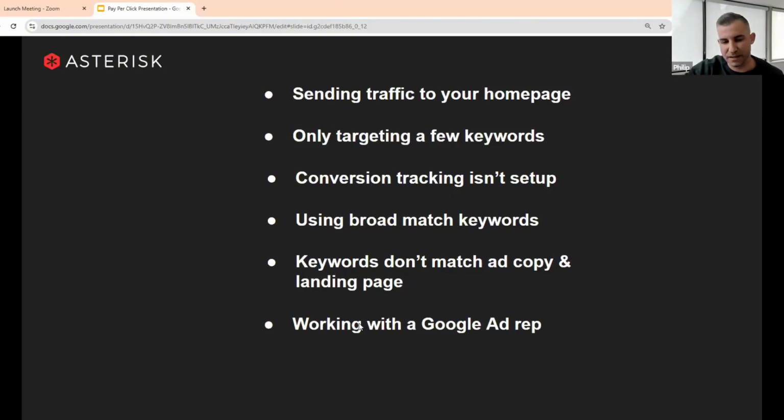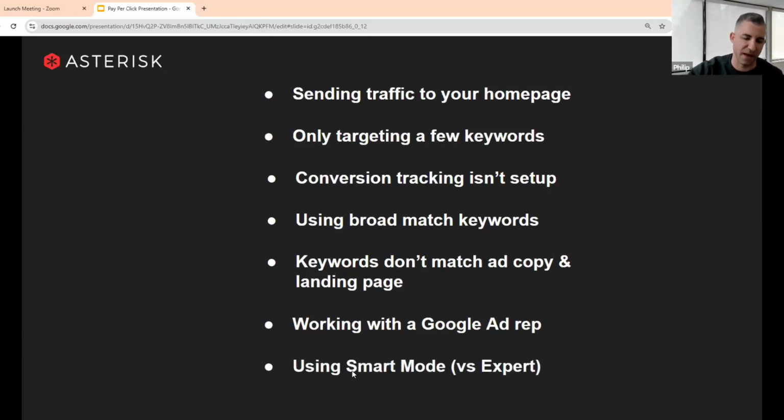And then this one, you think this is a typo, but Google Ad Reps are not always looking out for your best interest, and they don't specialize in real estate pay-per-click. They may be fine for a small business, right? Maybe a dentist. It's very basic, right? Dentist near me. But with real estate agents, some of the campaigns can be a little bit, not complicated, but in depth. So not working with a Google Ad Rep, and again, learning from someone who specifically does real estate, is a huge, huge plus.